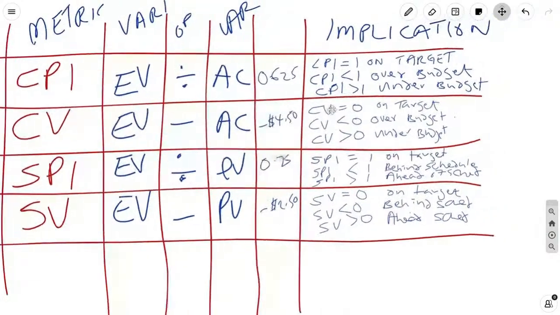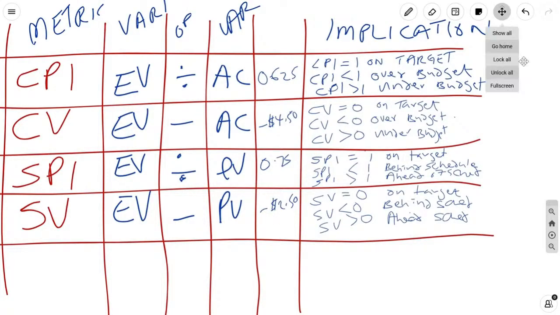So 0.625 is less than 1, you're over budget. Negative 450 is less than 0, right? So you're over budget. 0.75 is less than 1, you're behind schedule. And negative 250 is less than 0, so we can tell you're behind schedule.